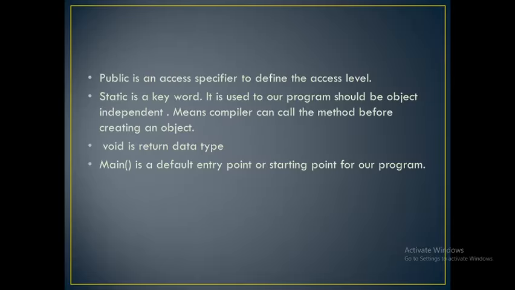Public is an access specifier in your program execution. Static is a keyword. It is used so that our program should be object independent, meaning the compiler can call the method before creating an object. This will be discussed in later video sessions. Void is a return data type. Main is the default entry point of our program.